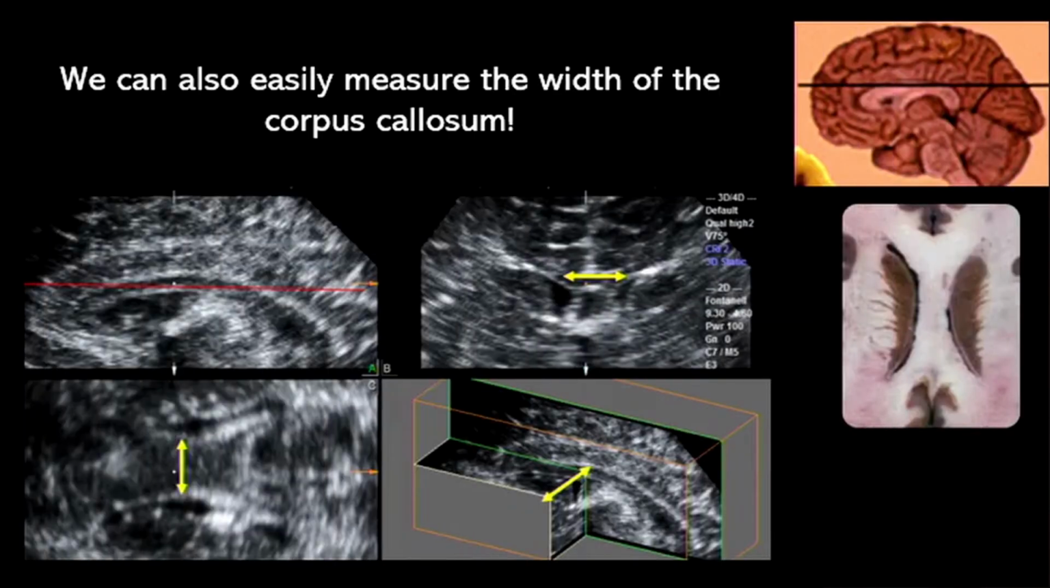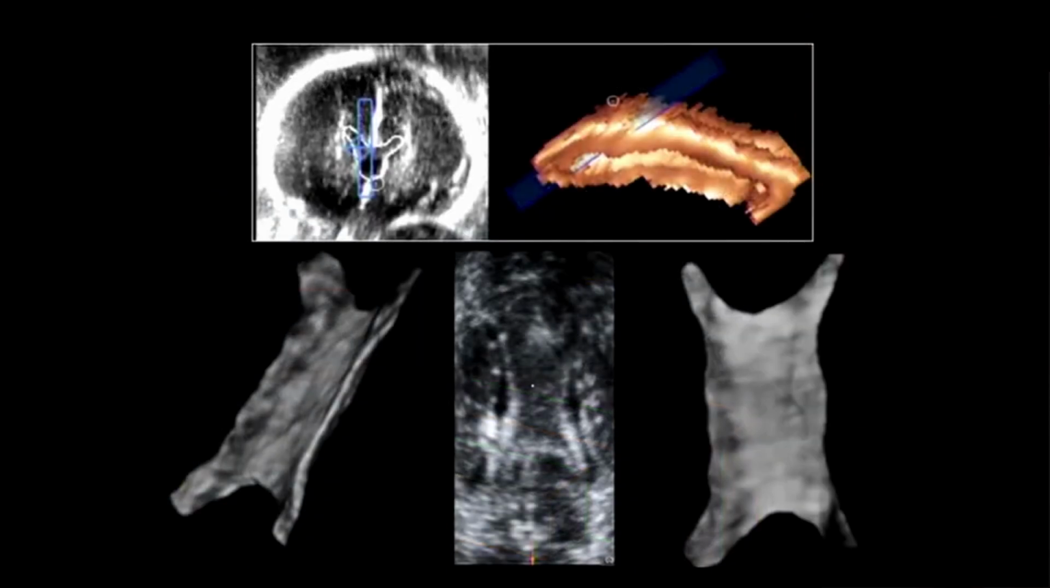Some of the newer techniques that we're working on is that we can measure the width of the corpus callosum as well as the thickness and try to correlate that with both normal and abnormal pathology. And with our 3-dimensional rendering tools, we can segment out the corpus callosum and then manipulate it in such a way that I'm hoping that we can identify the volume of the corpus callosum at different gestational ages as well.